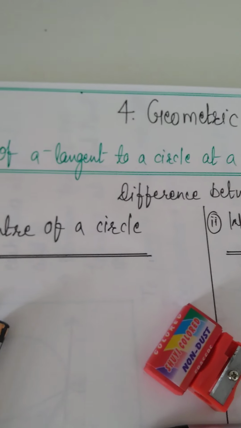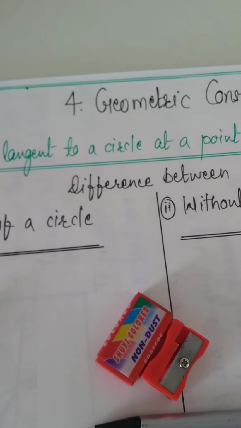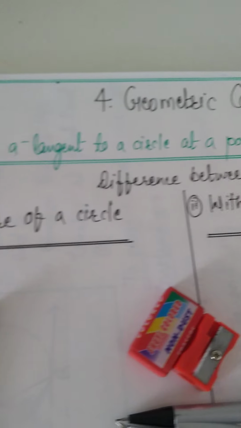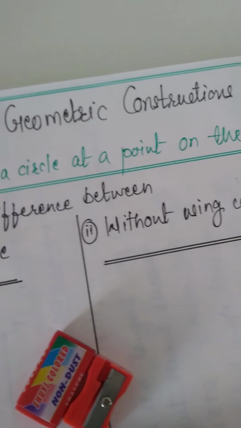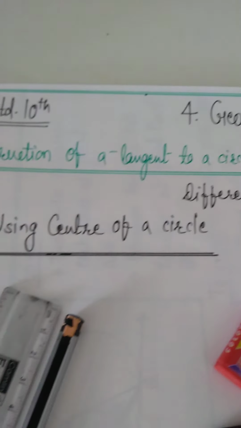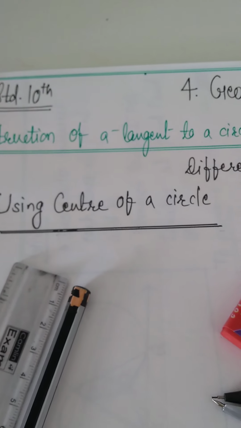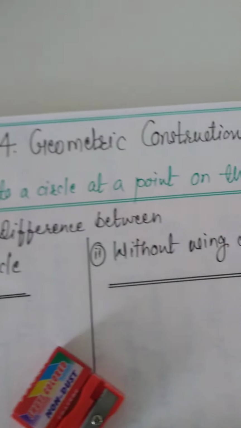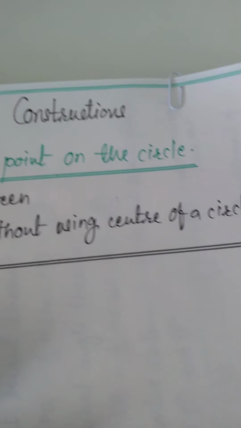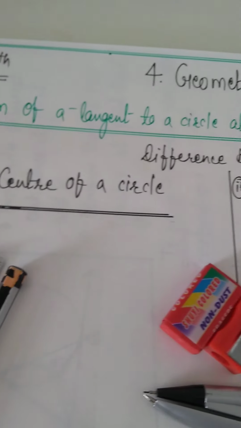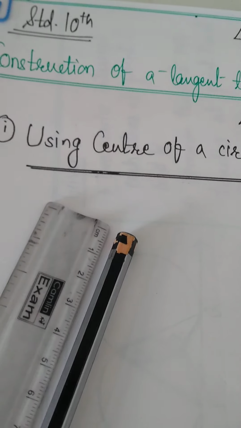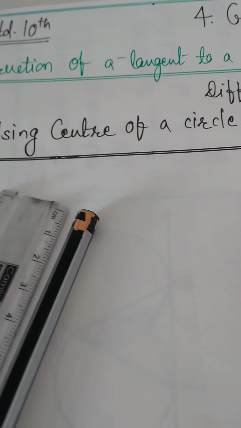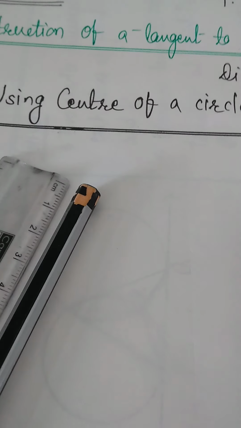We will see today the difference between construction of a tangent: construction of a tangent to a circle at a point using the center of the circle, and construction of a tangent to a circle at a point without using the center of the circle. These two constructions we will see today. Now, using the center of the circle, we will draw this figure.